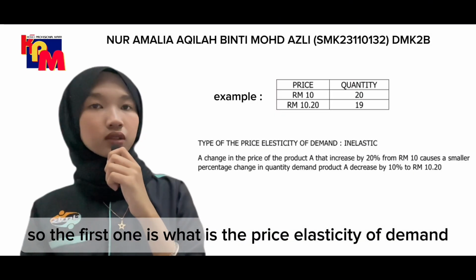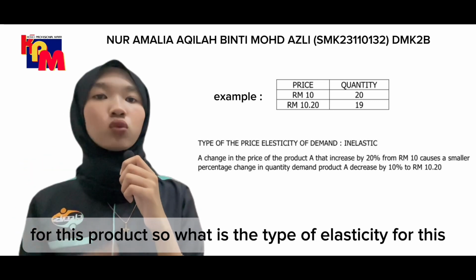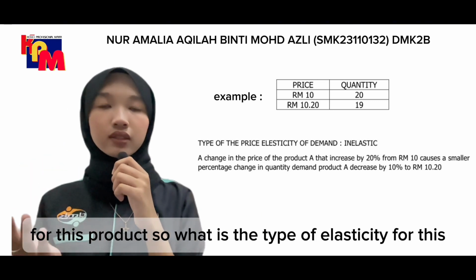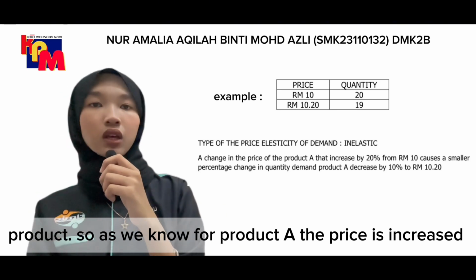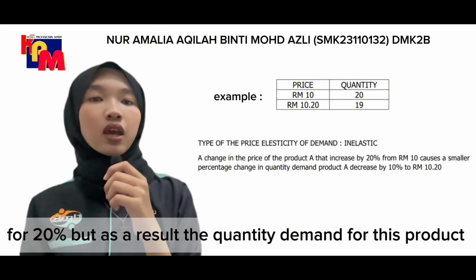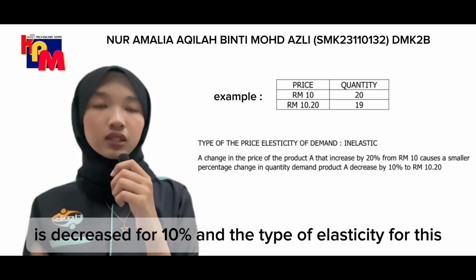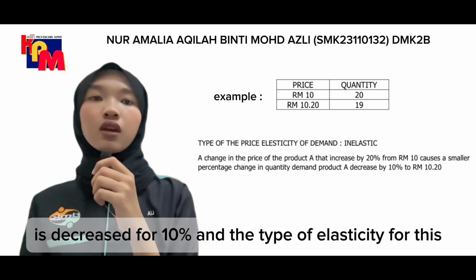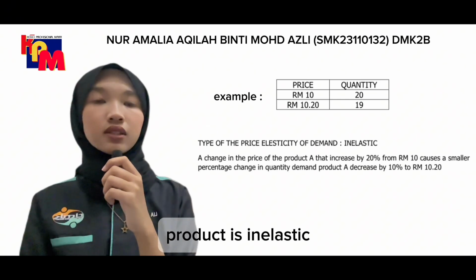So the first one is, what is the price elasticity of demand for this product? And also, what is the type of elasticity for this product? As we know, for product A, the price is increased by 20%, but as a result, the quantity demanded for this product is decreased by 10%. And the type of elasticity for this product is inelastic.